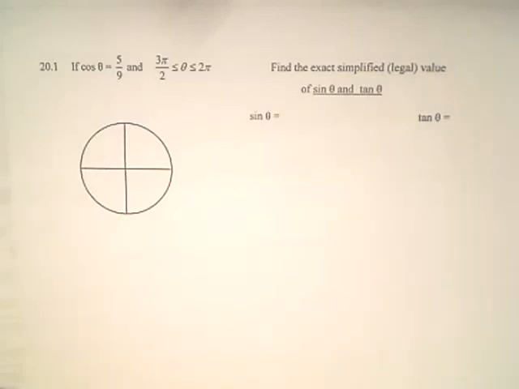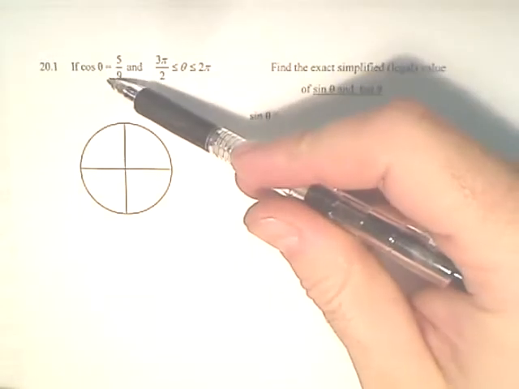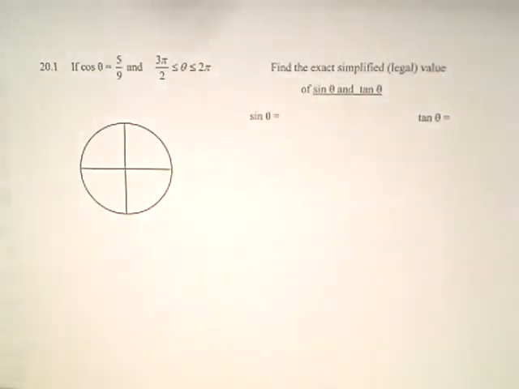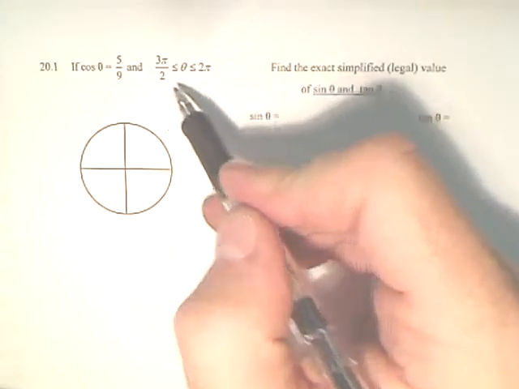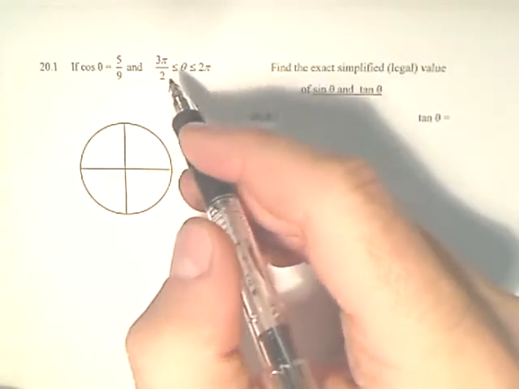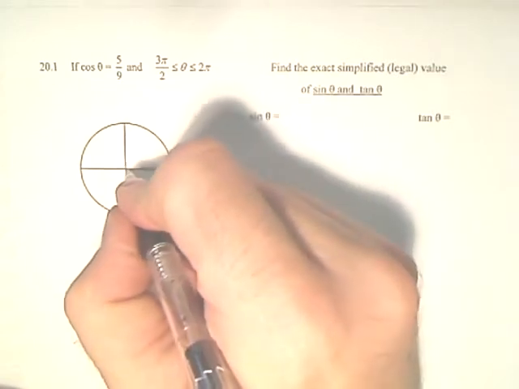Okay, so here are non-specials. I've given you cosine. It's not a special triangle. I'm asking you to find sine and then find tangent. So the first thing we use is the domain restriction to figure out which quadrant we're in. This is quadrant 4. Cosine is positive, so that works.